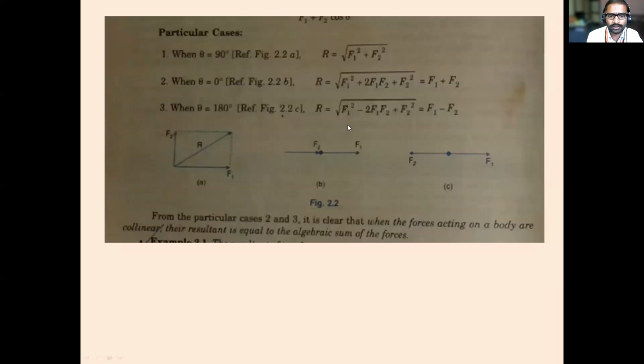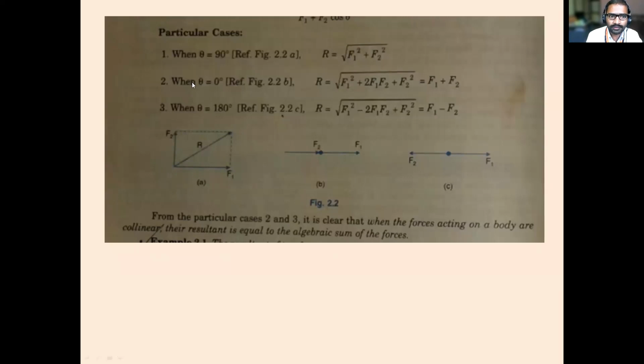So substitute 90: F1 square plus 2 times F1 F2 cos 90. How much is cos 90? Cos 90 is 0. Plus F2 square. This term becomes 0, so the resultant force is equal to under root of F1 square plus F2 square. See, when theta is equal to 90 degree, the resultant force is under root of F1 square plus F2 square. So this is the figure: F1 force and F2 force, and this is the resultant. Clear everyone?